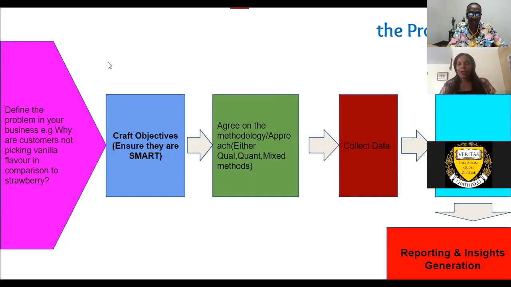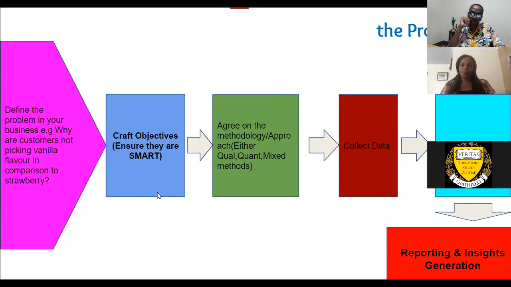Number two is to clarify the objectives. And we normally say you use the SMART model to make sure that the objectives are very clear. Because when we collect data, if the objectives are not clear, then we'll have the problem of what we say, garbage in, garbage out. We want to collect clean data that is targeted to a certain objective.